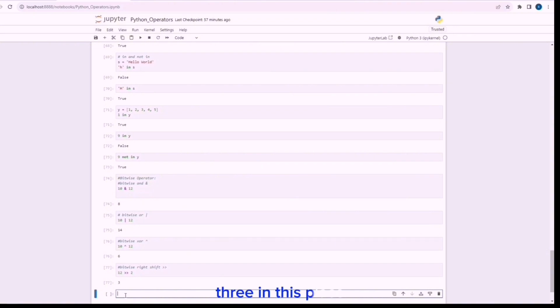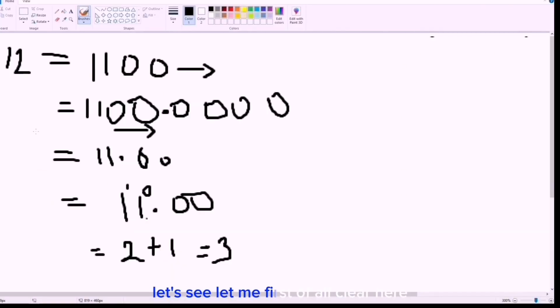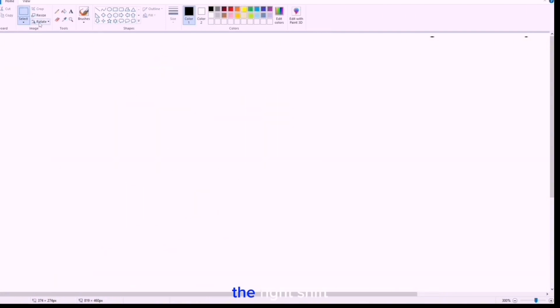That is how our system got 3 in this place. So what about bitwise left shift? Bitwise left shift, we have 12. Left shift is represented like this, less than sign twice. So we want to shift it twice too. What do we get here? We get 48. Now, how did this come about? Let me first of all clear here. It's simply the opposite of the right shift.